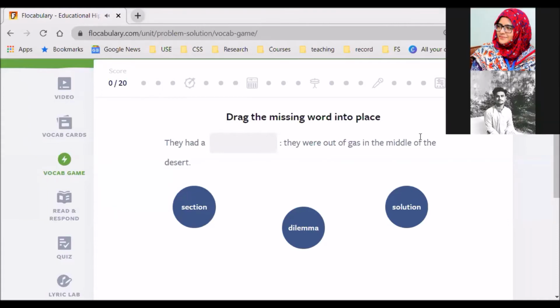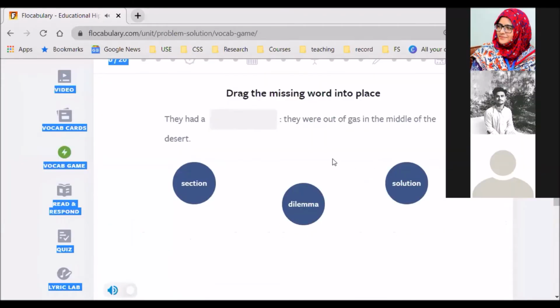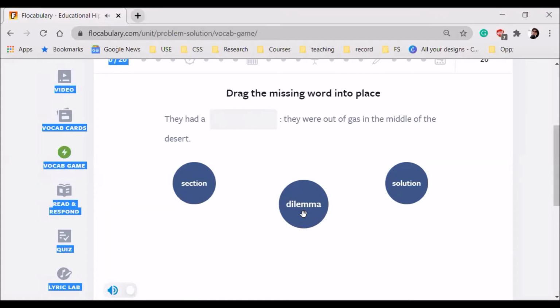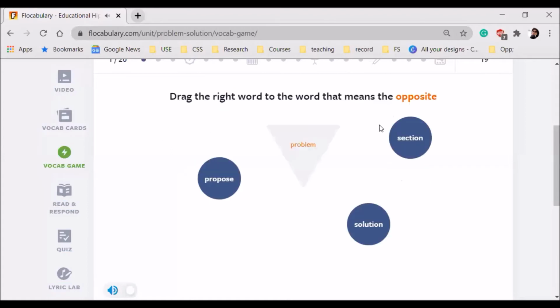So what would be the answer? Solution. They had a solution. They were out of gas in the middle of a desert. That's the solution. Dilemma. Solution, ma'am. How is it a solution? It's a problem, and dilemma is a word for a problem. Okay. Drag the word that is opposite to problem. So what's opposite to problem? Solution. Very good.